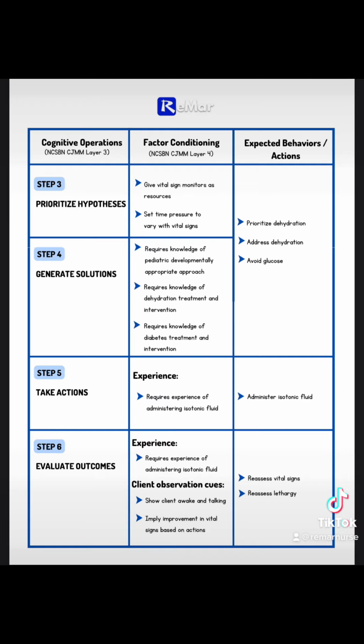And so by the time you get to that 6th clinical judgment measurement model step, evaluating outcomes, you're at the point that you've moved through a clinical situation, and now you are supposed to examine, did I do what I was supposed to do? Are these outcomes that I'm presented with within an expected and normal outcome? Are the vital signs now normal? Is the blood glucose level normal now? Is the patient experiencing less confusion?